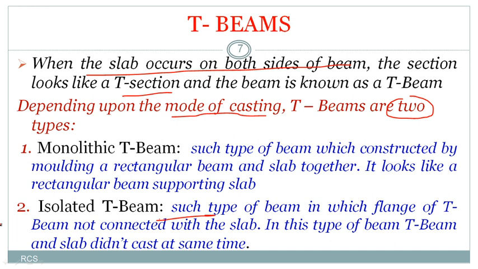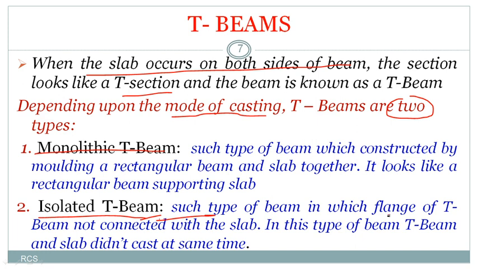Those are called monolithic T-beams. What are those? Monolithic T-beams. And another one is isolated T-beams. So what do you mean by monolithic T-beam and what do you mean by isolated T-beam?